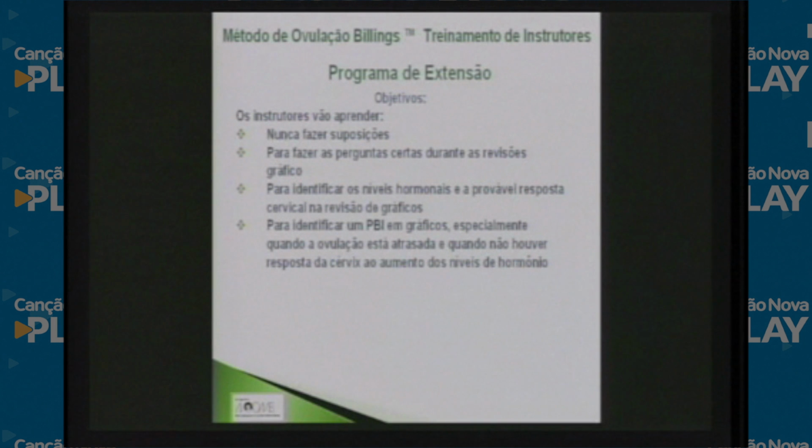Especially when ovulation is delayed and there's no cervical response, even though there may be rising hormone levels. To identify a peak only when there is a peak. And to understand the continuum of ovarian activity.